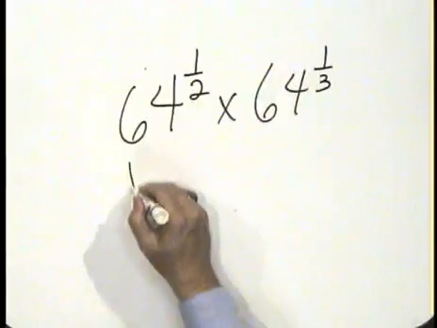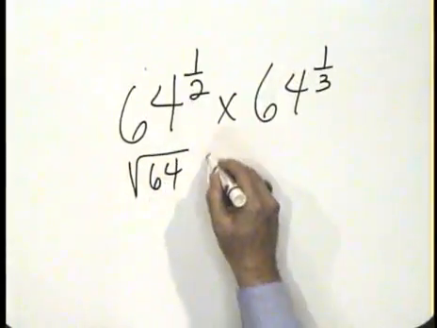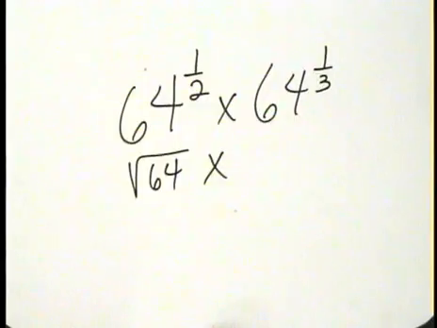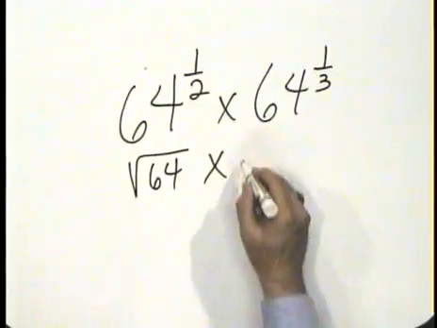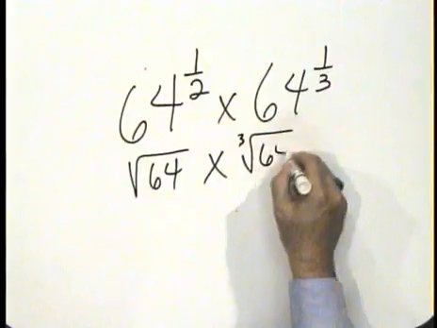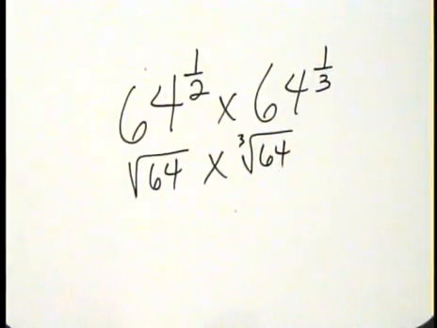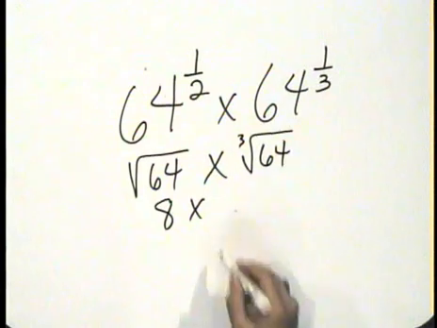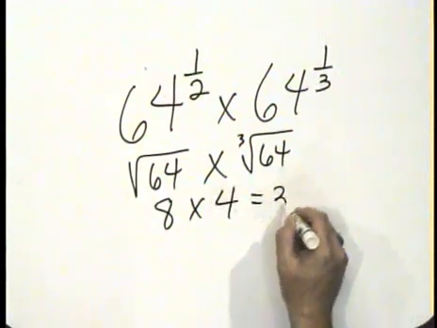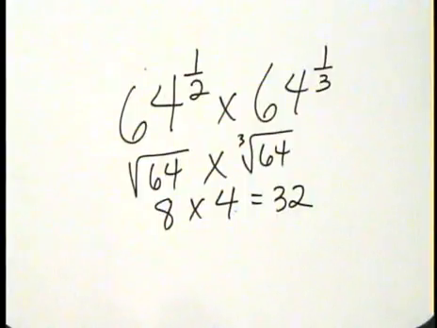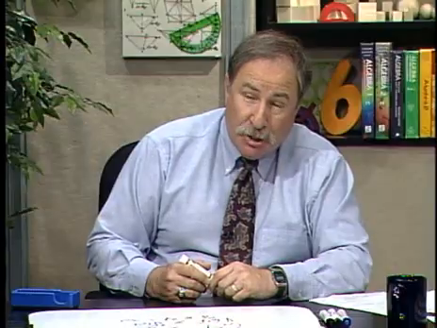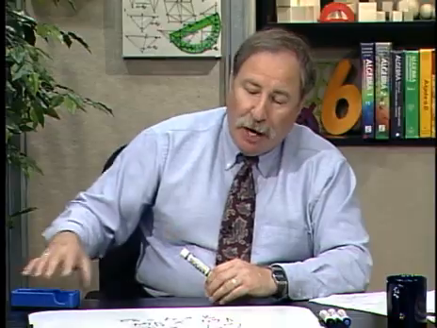Well, the first way to work this, of course, is to recognize that the 1/2 power is the square root. And the square root of 64, we can find that out. And the 1/3 power is the cube root. The cube root of 64, we can find that out. So we can simply go ahead and do this. Let's see what we get. The square root of 64 is 8. The cube root of 64 is 4. And we get 32 as our answer. Now, that's one way to do it. Is it the only way? No, it is not.